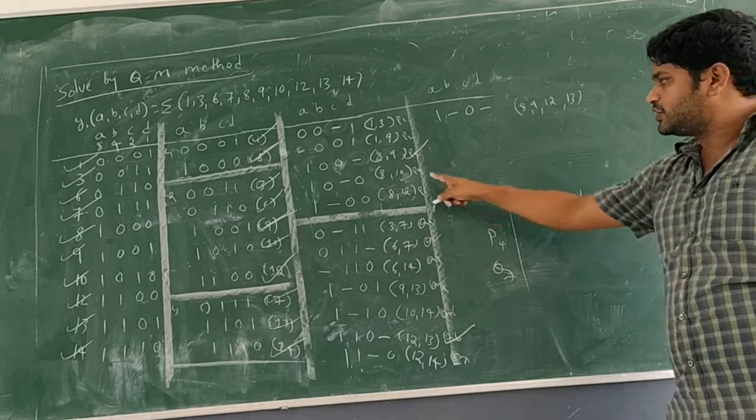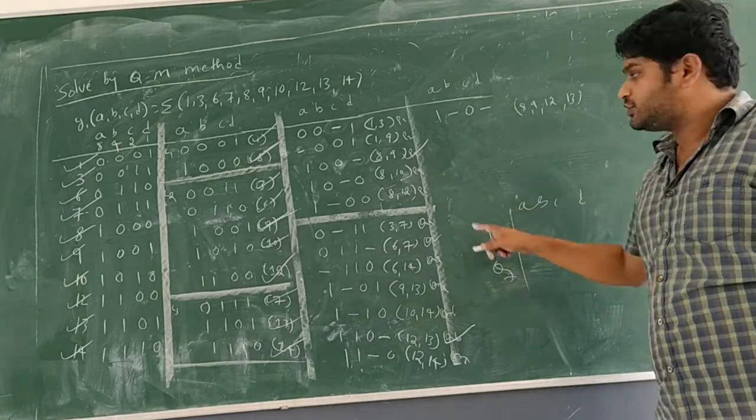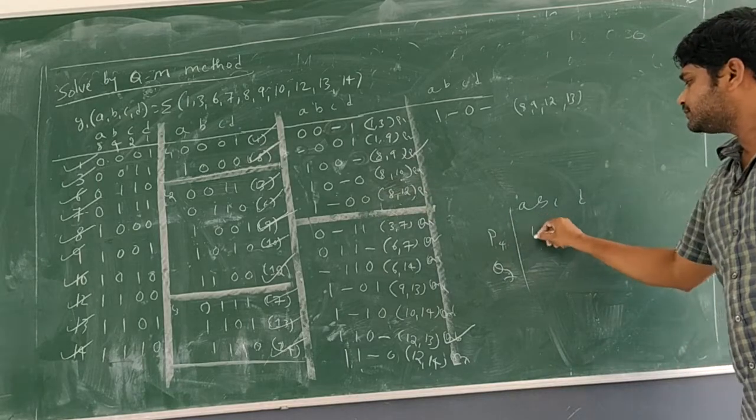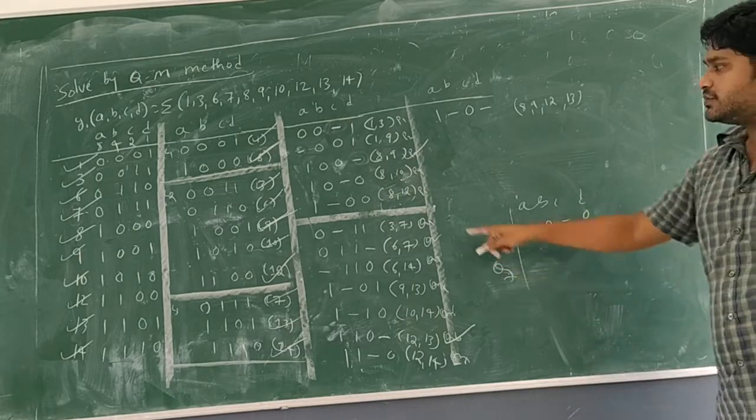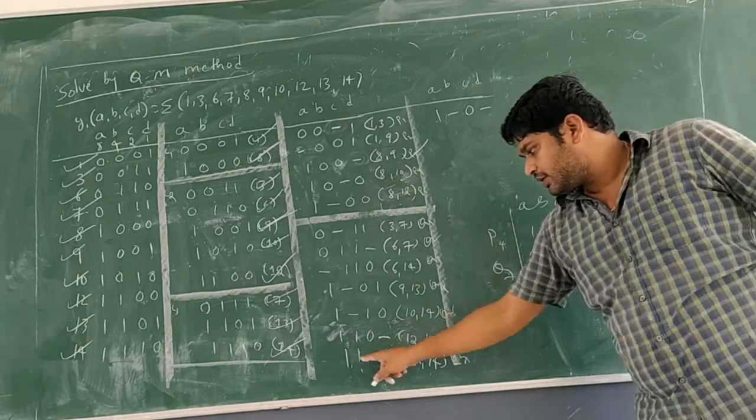P4 and Q7. What is P4? 1, 0, hyphen, 0. What is Q7? Double 1.